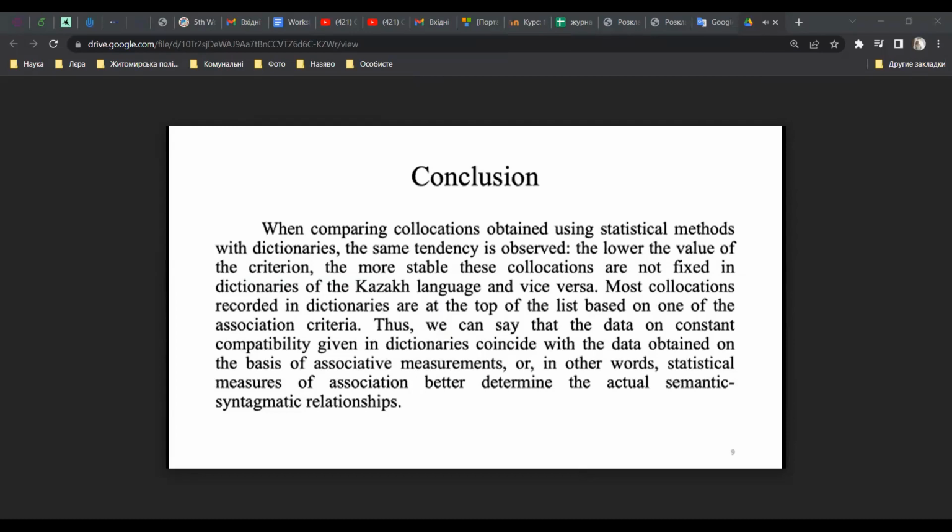Thus, we can say that the data on constant compatibility given in dictionaries coincide with the data obtained on the basis of associative measurements, or in other words, statistical measures of association better determine the actual semantic syntagmatic relationships. In the future, it's planned to test the effectiveness of the methods on a large corpus.